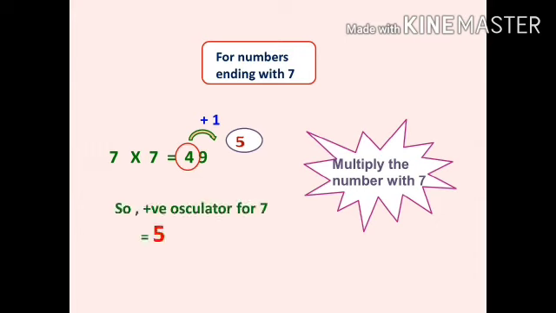So from tip 4 what we have learned is if a number ends with 3 or 7, and you want to calculate positive oscillator for that number, just multiply 3 with 3 and 7 with 7 so that we get 9 in the units place. Once we get 9 in the units place, calculating positive oscillator number is very easy.